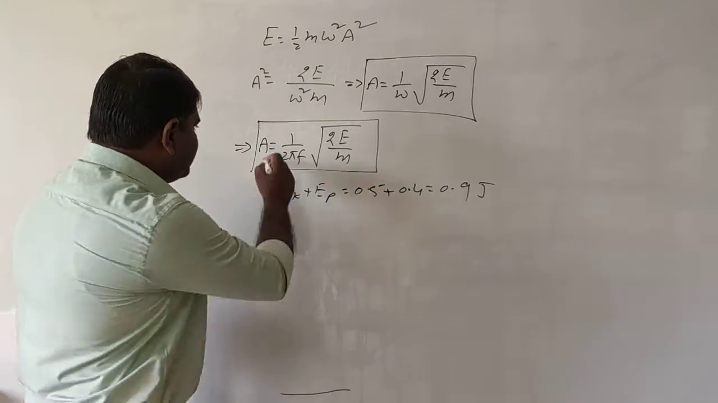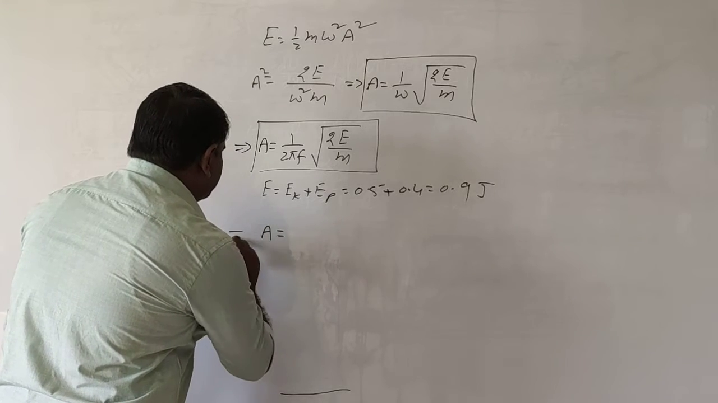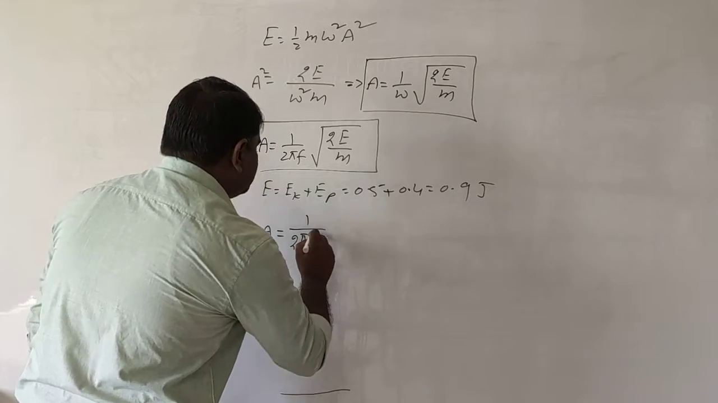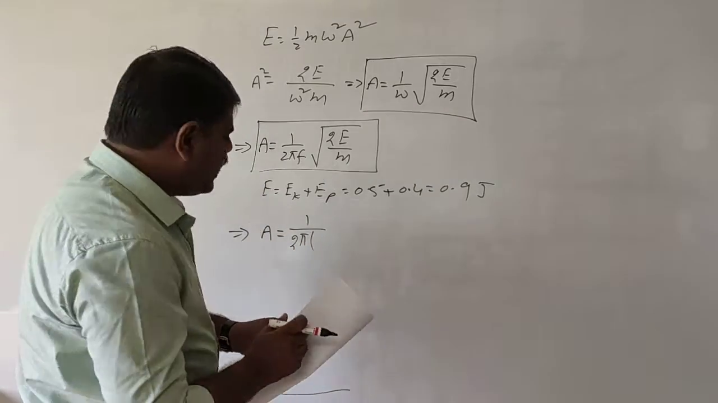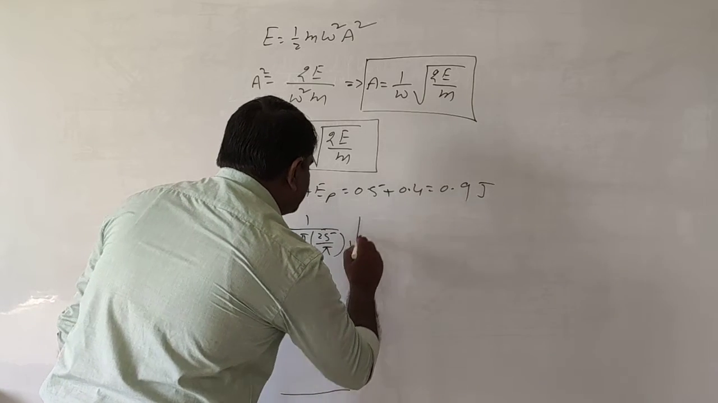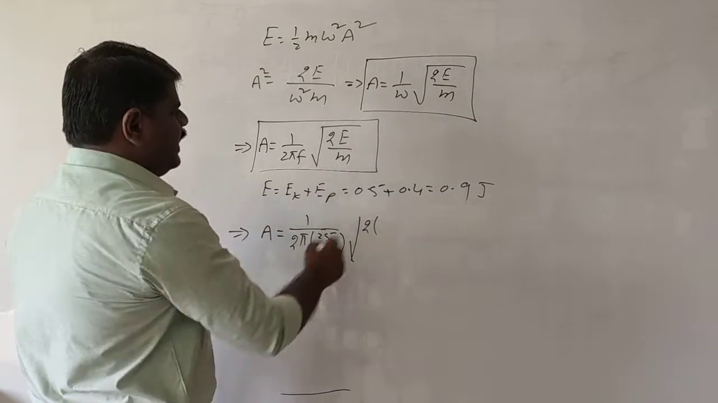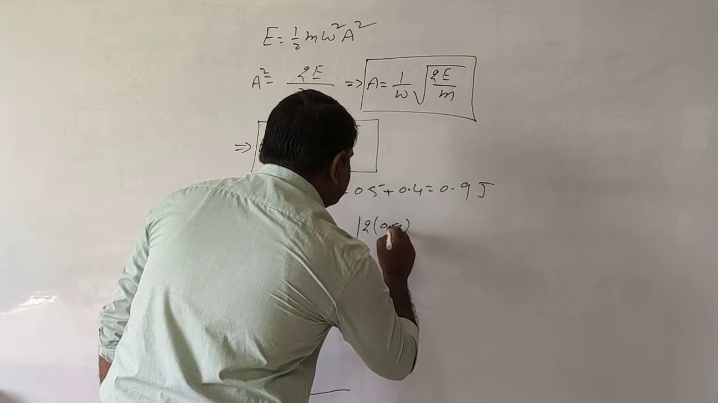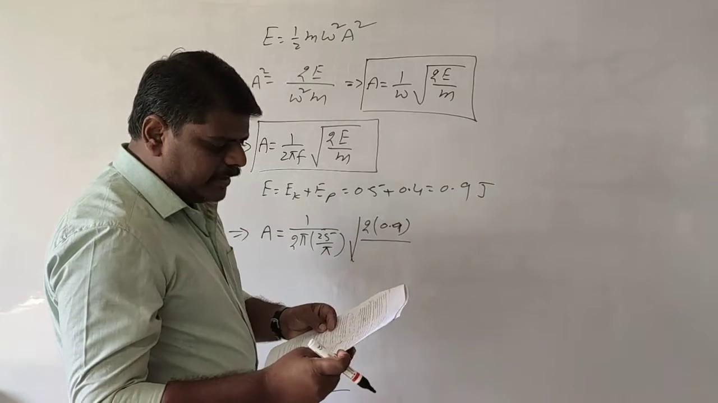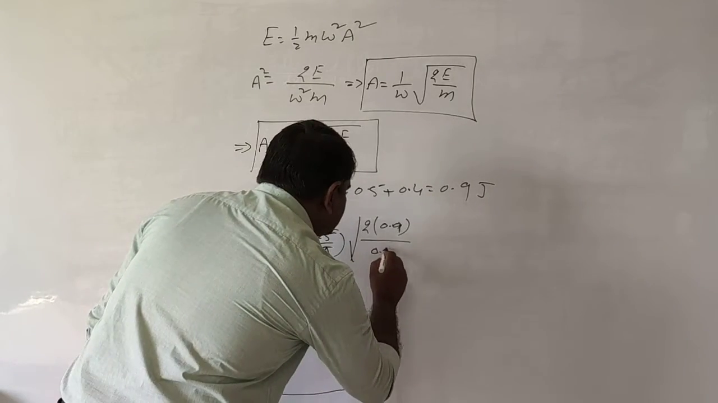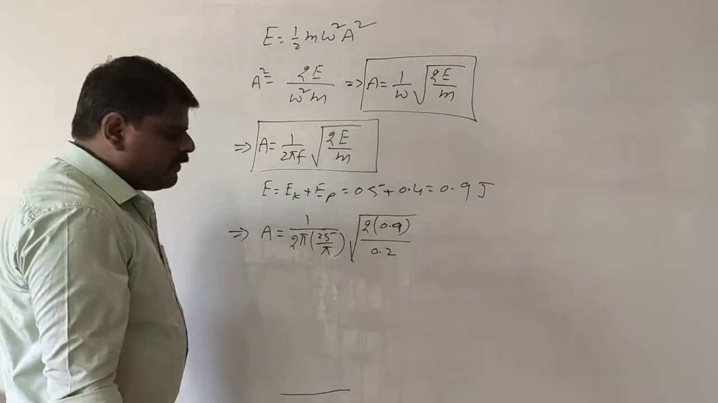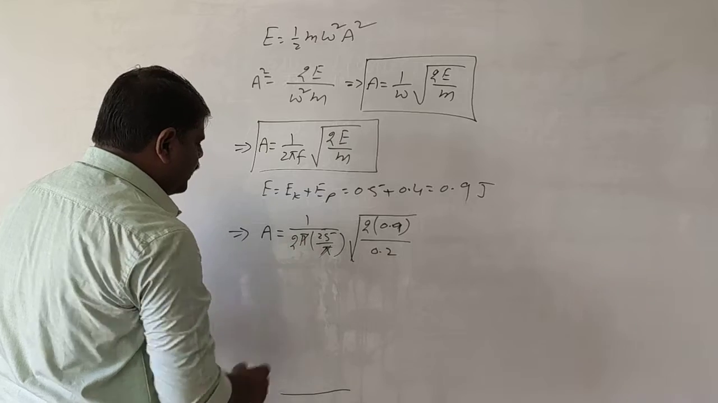Now let us substitute the values here. A equals 1 by 2 pi into, the frequency is 25 by pi, into under root of 2 into the total energy 0.9, divided by the mass, which is 0.2. Now cancel the equal terms. Here pi is going to be cancelled.